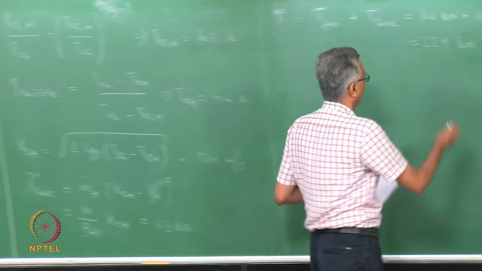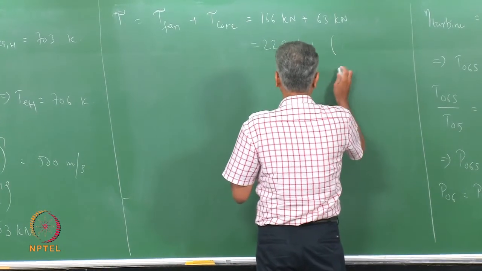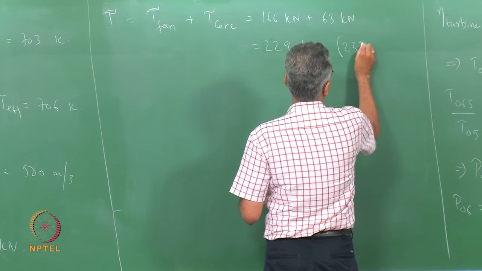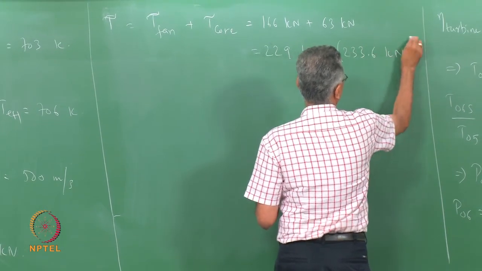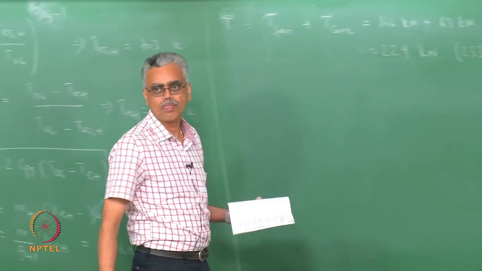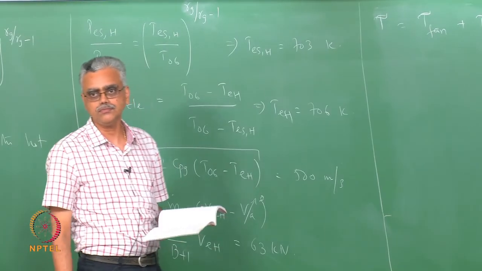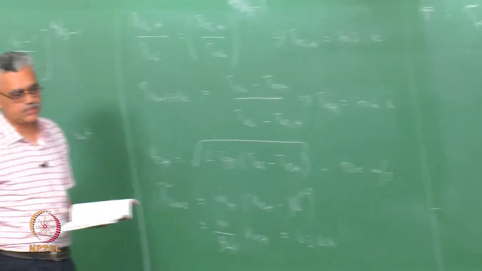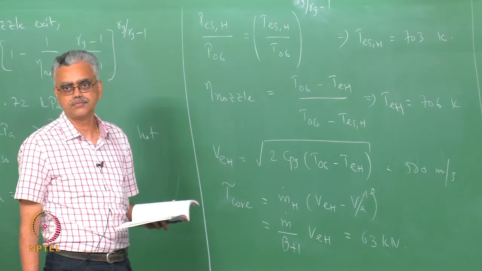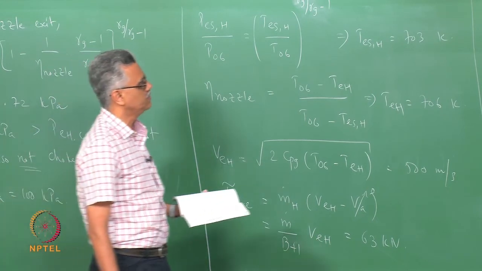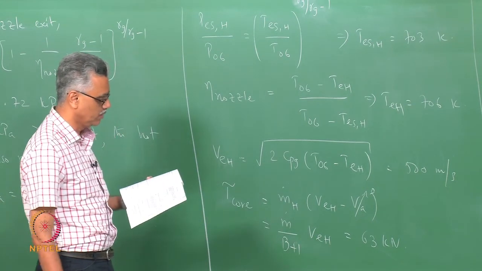The manufacturer quotes the static thrust value for this engine to be 233.6 kilonewtons. This is from the manufacturer's website. So you can see that the calculations seem to be all right. We are getting reasonably good numbers.